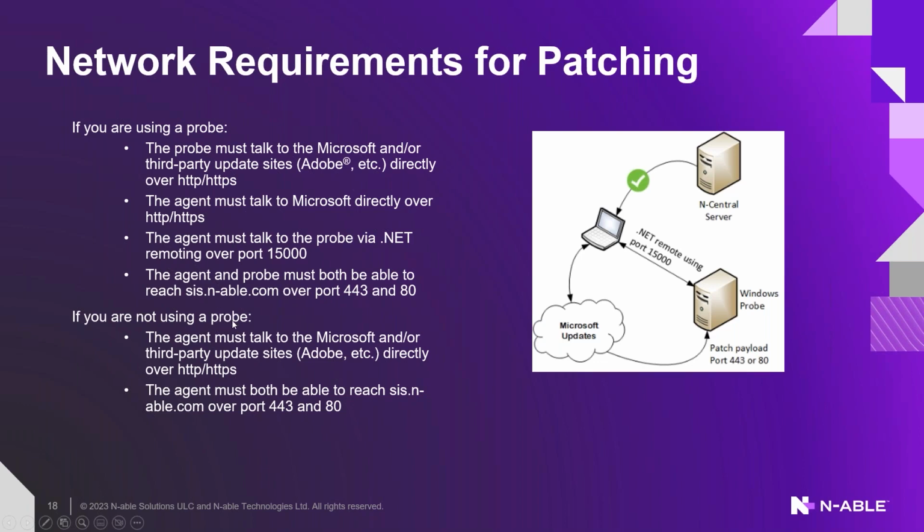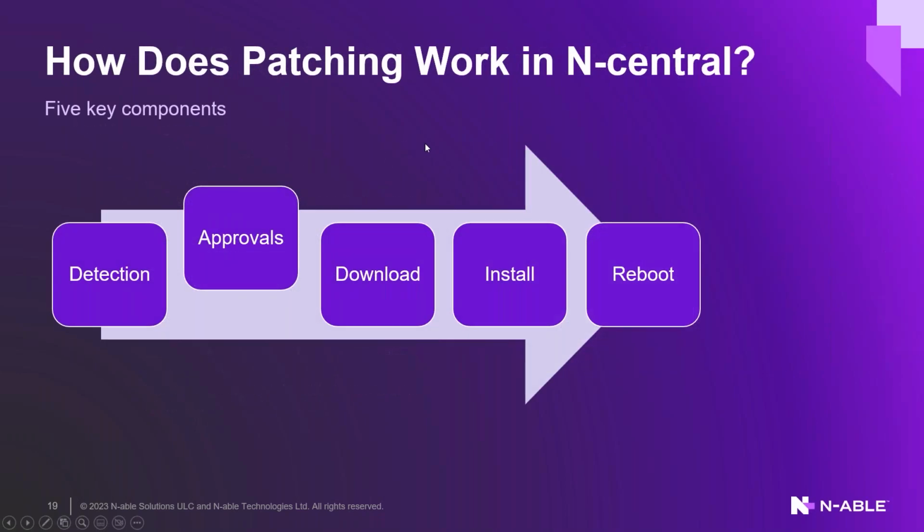If you are not using a probe, so just dedicated agents, the agent must be able to talk to Microsoft and third-party update sites. If you're pushing PuTTY or a few of the others, again, those are ones we can look after. The agent must be able to reach sis.n-able.com over port 443. Okay, so those are the simple networking requirements for patch management.